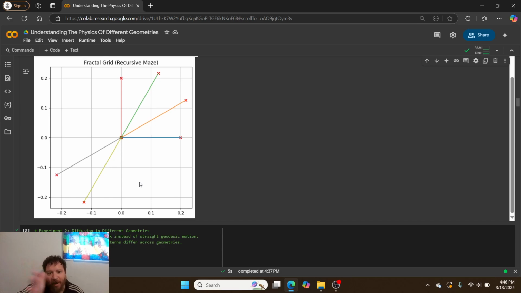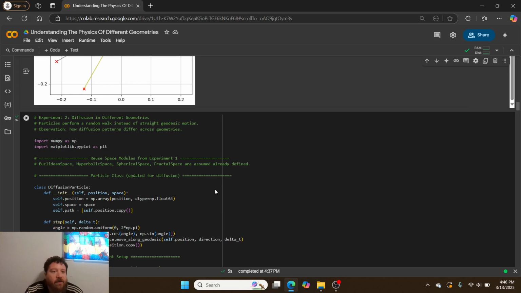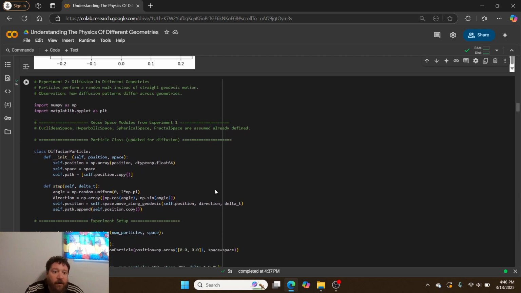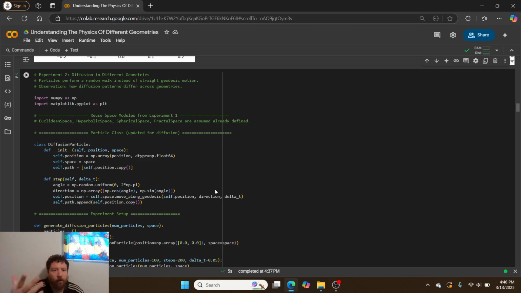And then so just again the same. All we're doing is changing the environment here, and the geometry of the environment, and it very literally changes what happens within it, right? So experiment 2, we're going to utilize a diffusion experiment, and I think this will make it more crystal clear. So we're going to observe how diffusion patterns differ across geometries.